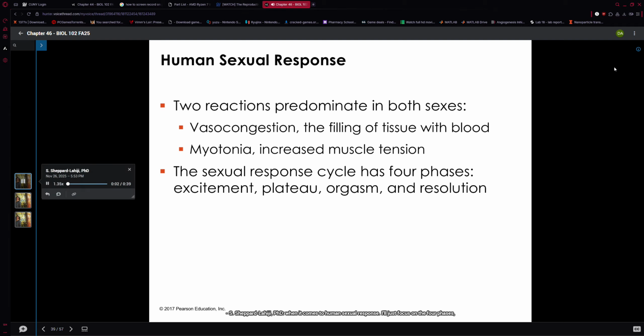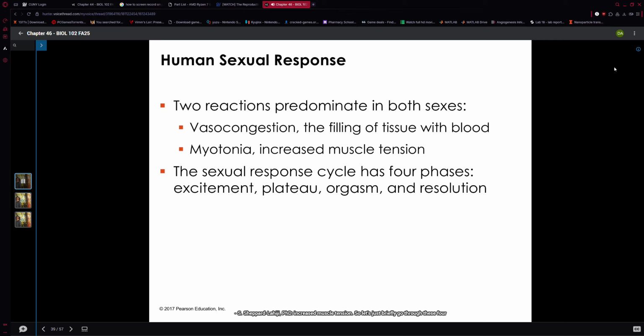When it comes to the human sexual response, I'll just focus on the 4 phases, which are the same in both male and female, but there are differences that exist within these phases. But for this particular class, I'm not going to go through those distinctions. So when it comes to two major reactions that occur within both sexes, there is vasocongestion. So this is the swelling of tissue with blood. And then there's also myotonia, which is increased muscle tension.